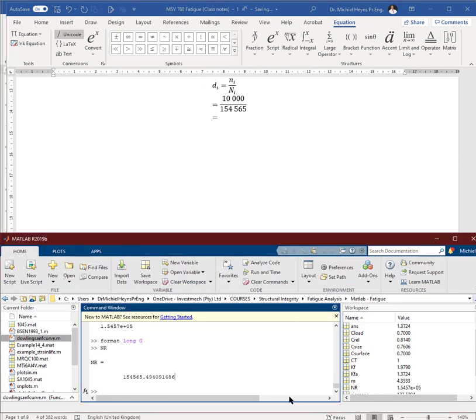And that, if I calculate it in MATLAB, D1 is equal to 10,000 divided by 154,565.